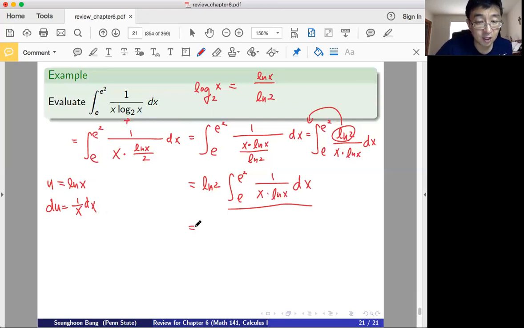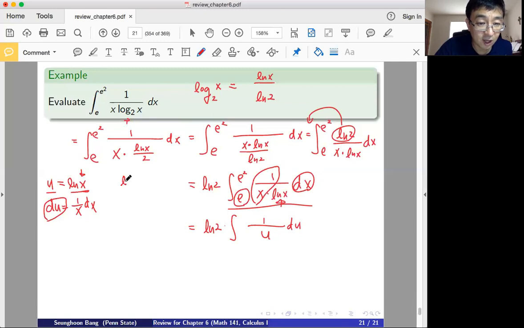So keep ln of 2 times the integral. You can plug in ln of x as u, and 1 over x dx is du. Next, what's e? You plug e into x and calculate ln of e. ln of e is 1, so the lower limit is 1. You plug e squared into x again: ln of e squared, the ln cancels, only 2. So we have ln of 2 times ln of the absolute value of u from 1 to 2.